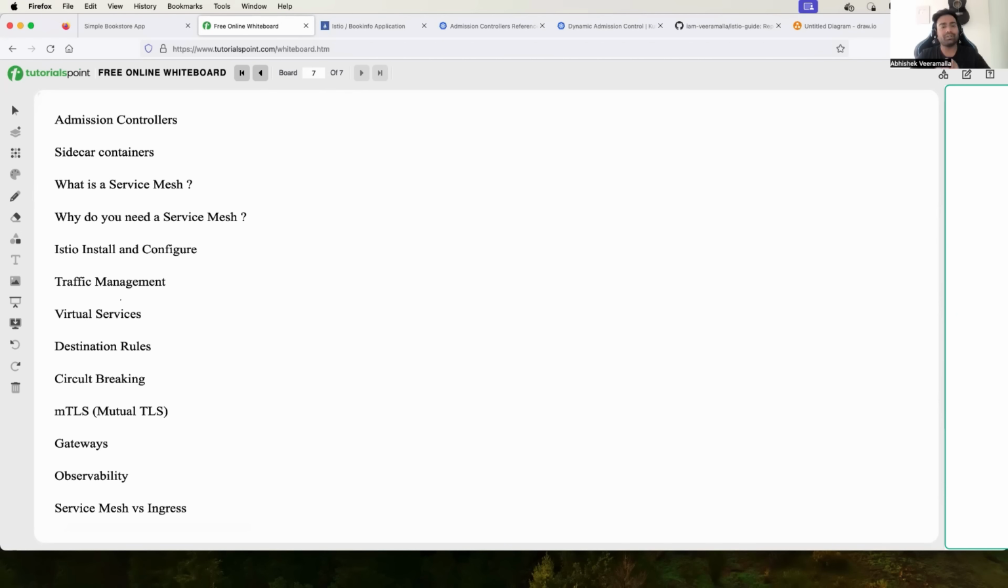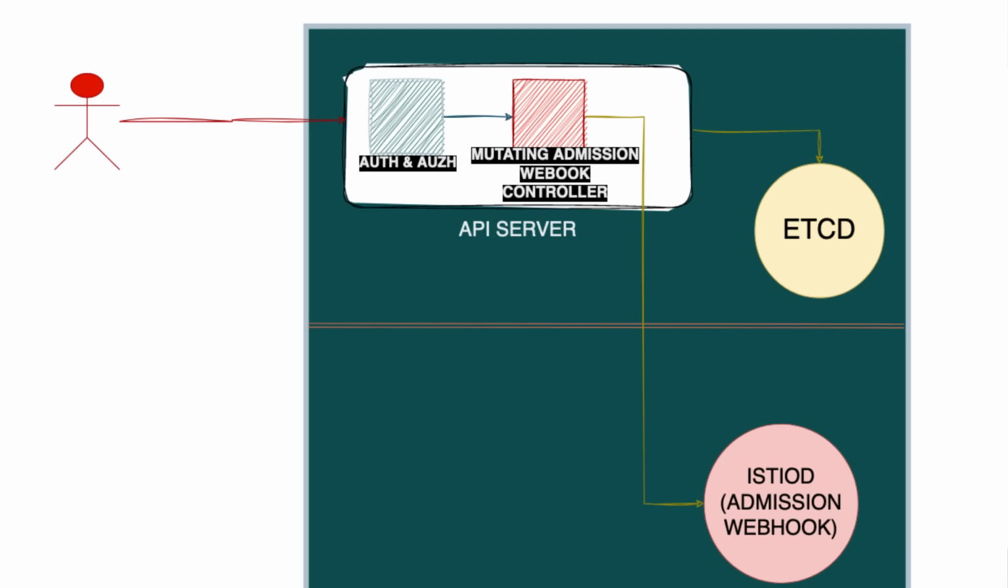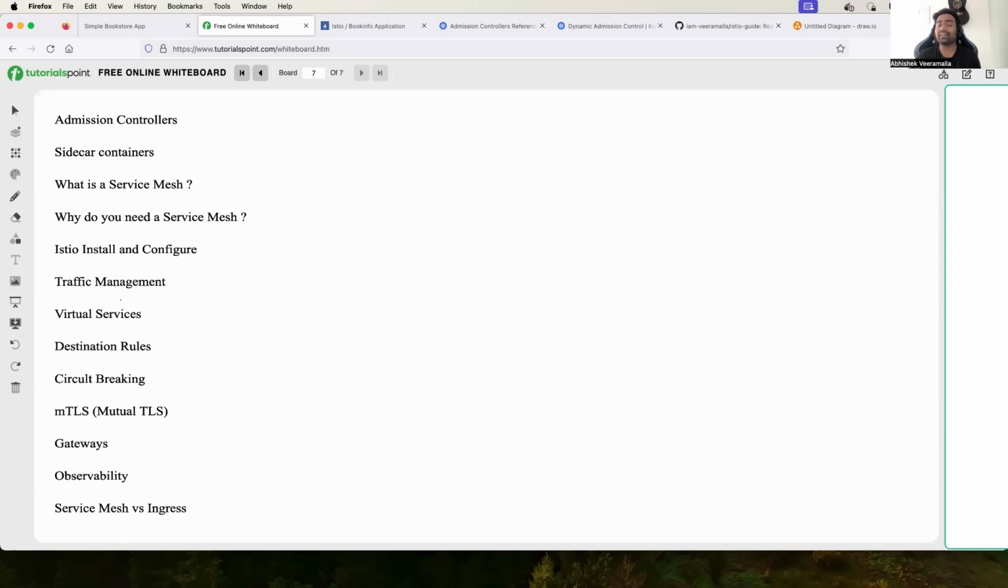In today's video, we will deep dive into the concept of service mesh using Istio. This video tutorial is going to be both theoretical as well as practical. And in the practical section, I'm not only going to show you how to install, configure, and set up Istio, but I'm also going to show you how Istio works internally. That is, how Kube API server talks to Istio and how Istio does the sidecar injection in real time.